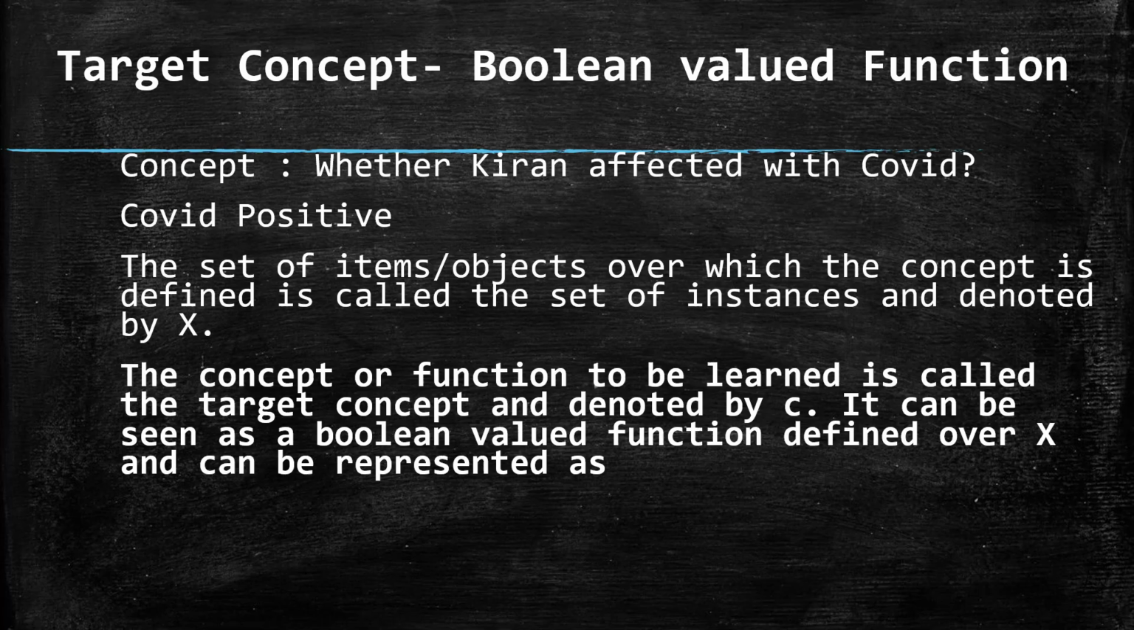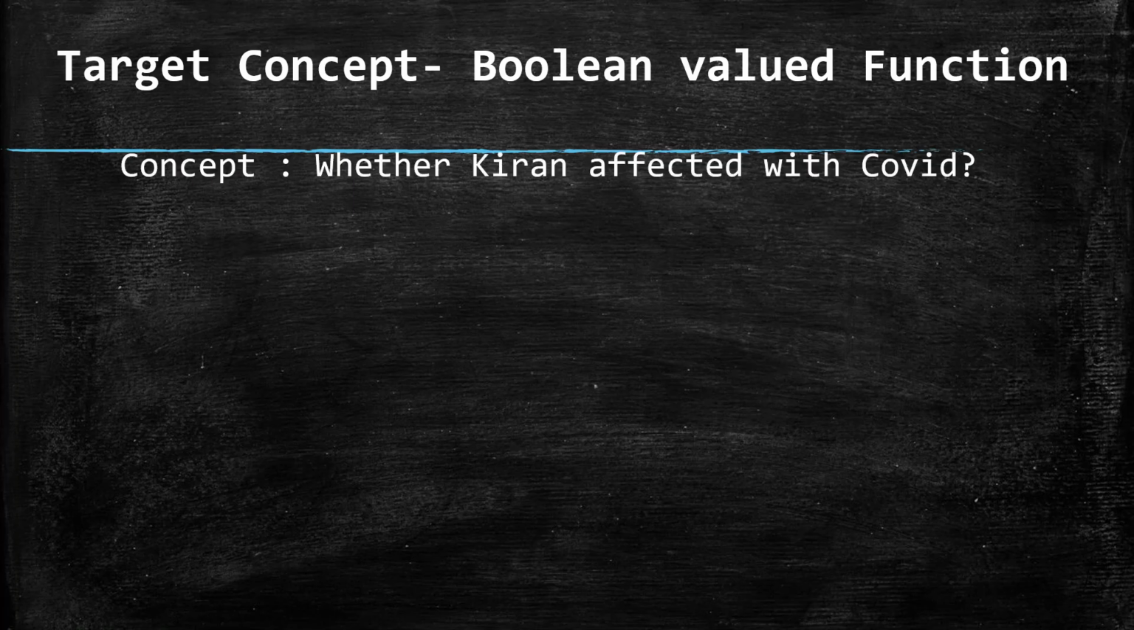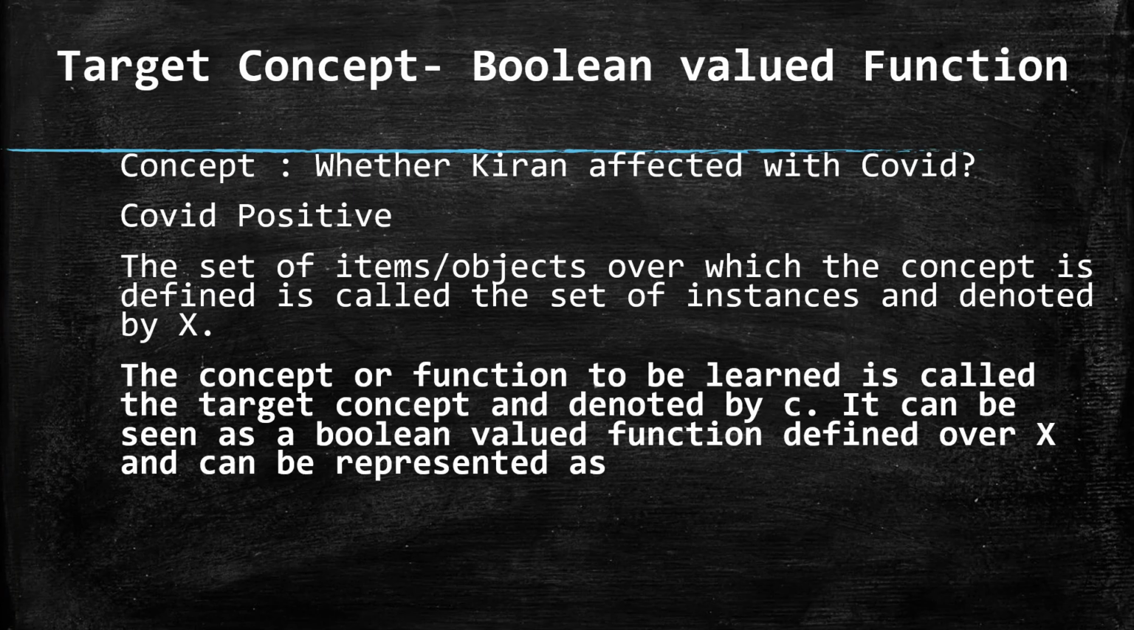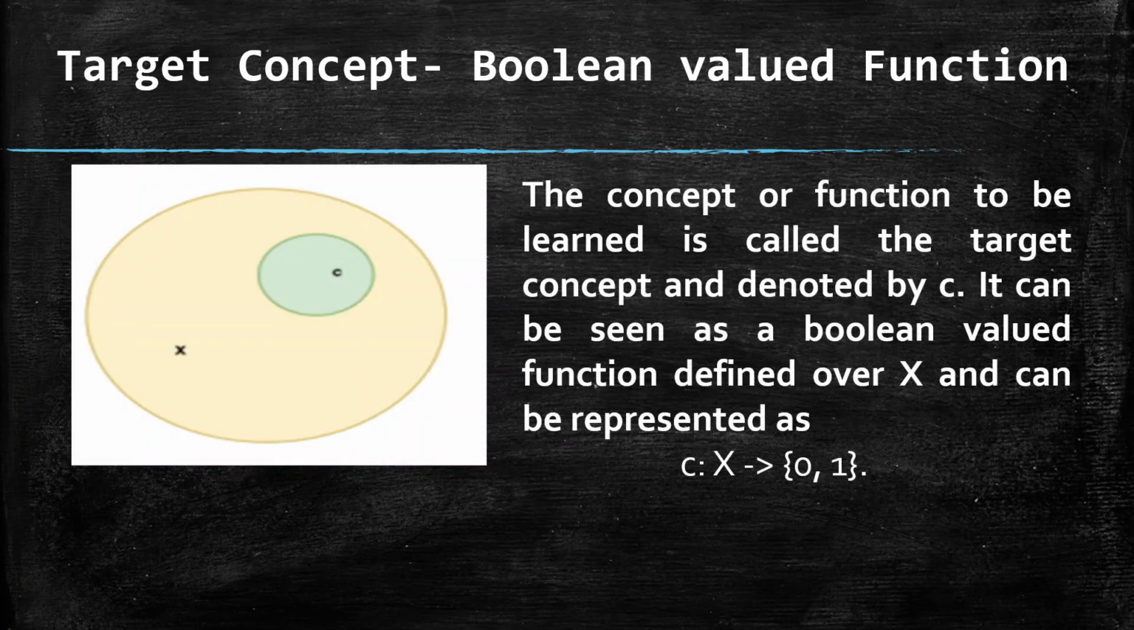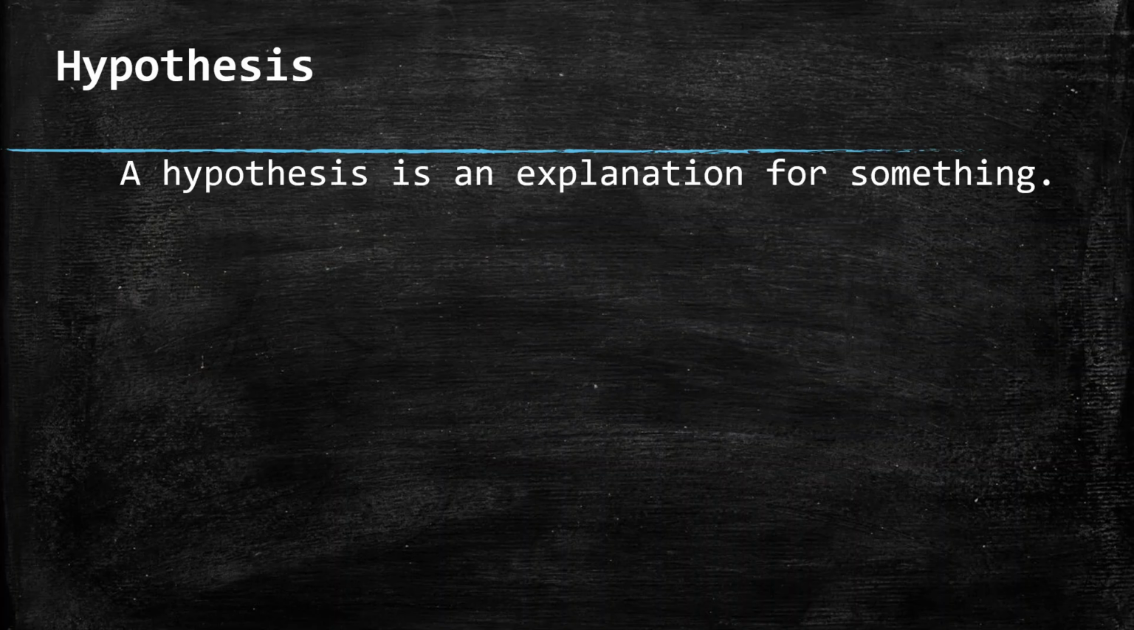So a concept or a function to be learned is called the target concept. It is denoted by C, which can be defined as a Boolean value, x: 0 or 1. If it is yes, it is 1. If it is no, it is 0. So this is the concept space. In that, we are interested in only C. That is known as the target concept.